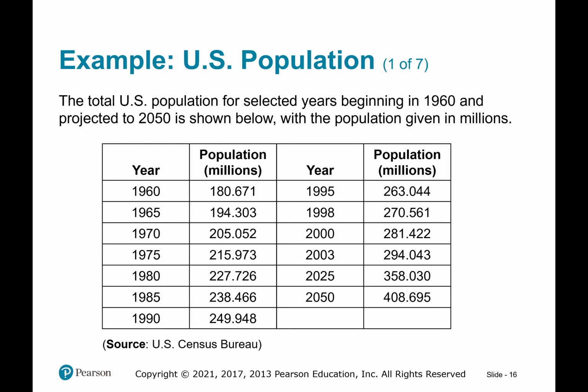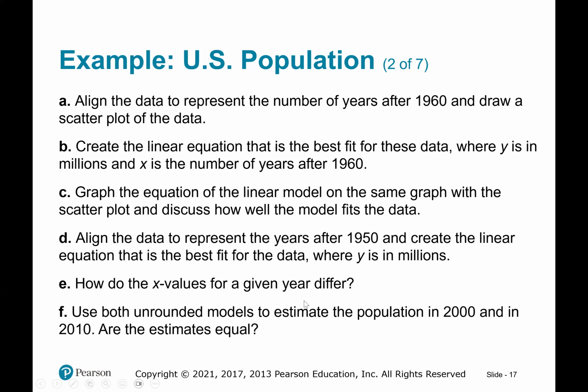We're going to put this data in our calculator. The total US population for selected years beginning in 1960 and projected to 2050 is shown below, with the population given in millions. So we are going to align this data, and typically what we align is the year. Obviously, we're probably not going to align the Y values, the population, but we are going to align the year. Align the data to represent the number of years after 1960 and draw a scatter plot.